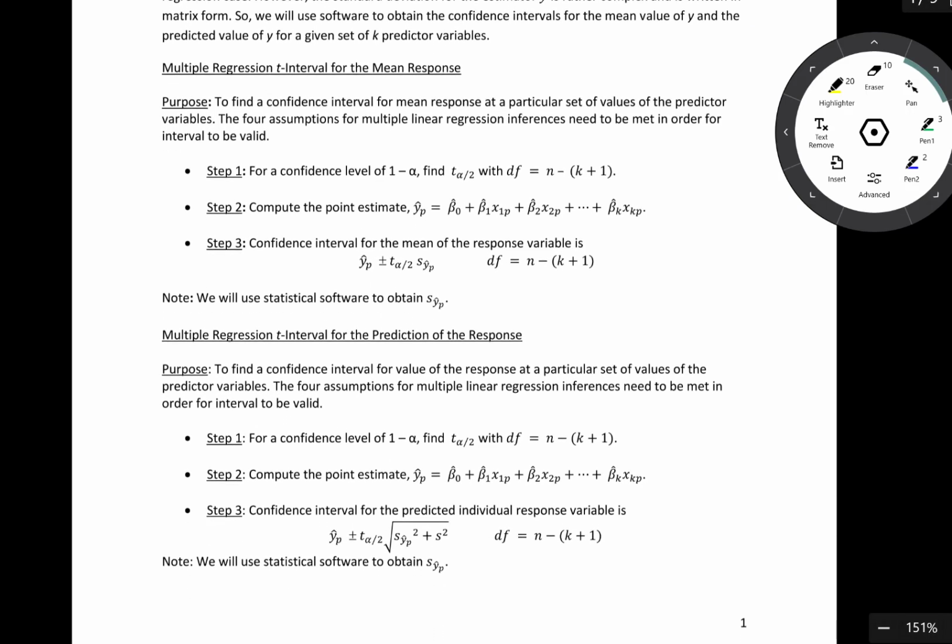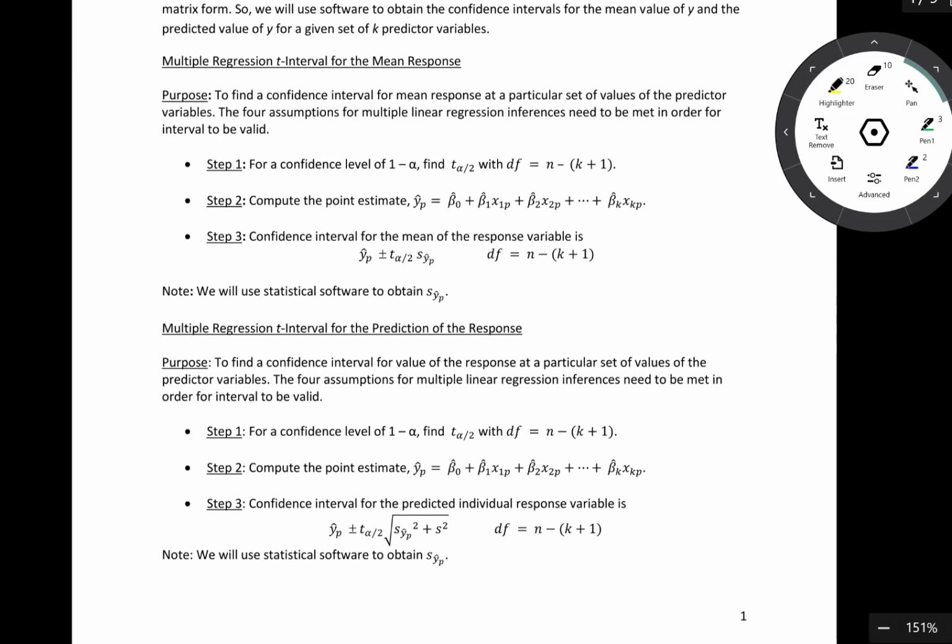All right, so notice here we've got two different types of intervals. We have the interval for the mean response, and if you'll remember, that is when we talk about estimation. So this is when we're trying to estimate what is happening on average. And then we have prediction of the response. And again, when we look at prediction of the response, that's when we're talking about the prediction of an individual response. And so here we have the 3 steps of how you would calculate these.